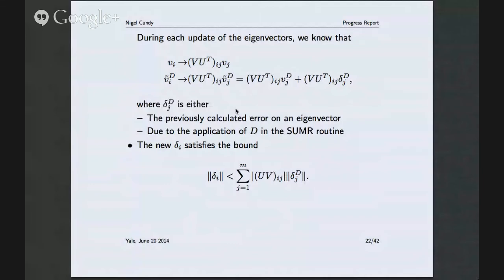During each update of the eigenvectors, we've got these V and G matrices we use at the update, which goes like this, where this delta is either coming from the previous L in an eigenvector or due to the application of D in the SUMA routine. So we can calculate the new delta I as the sum over these components here. It's given by this bound here.